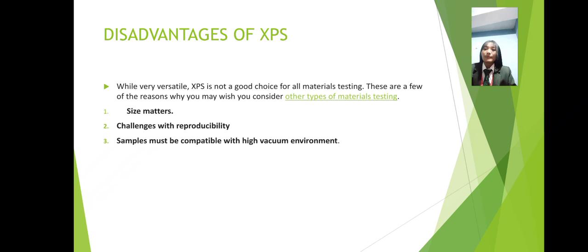Now let's see the disadvantages of XPS. While very versatile, XPS is not a good choice for all material testing. There are a few reasons why you may wish to consider other types of material testing. Point number 1, size matters. Point number 2, challenges with reproducibility. Point number 3, samples must be compatible with a high vacuum environment.